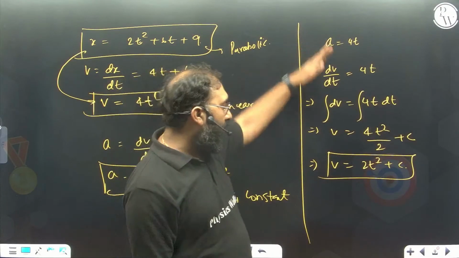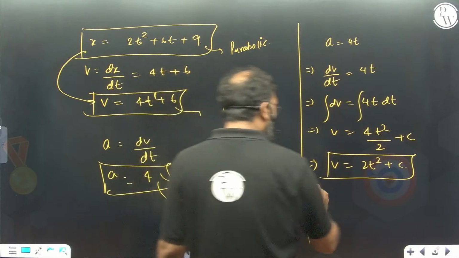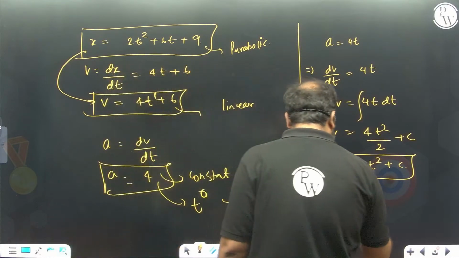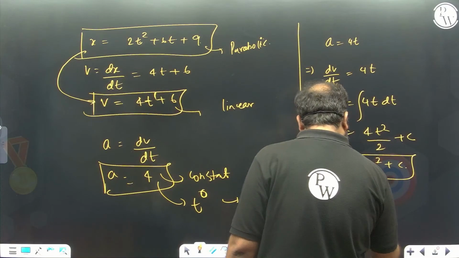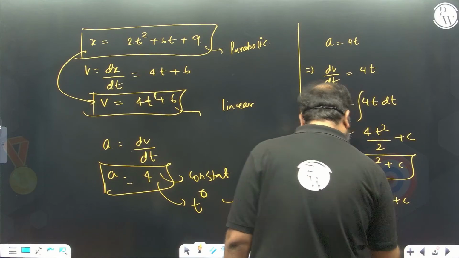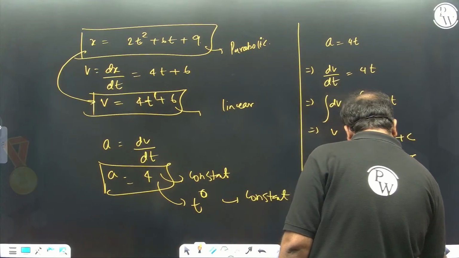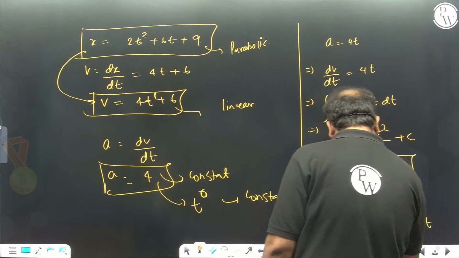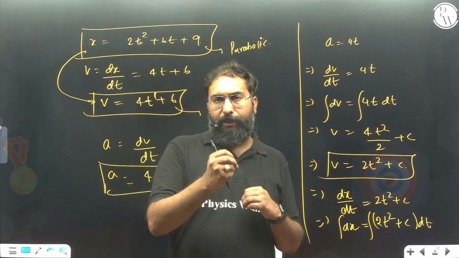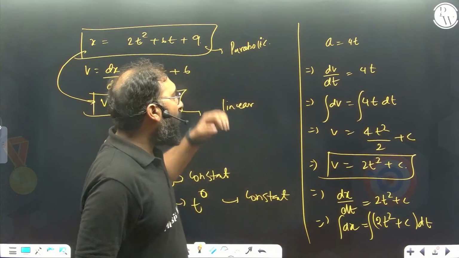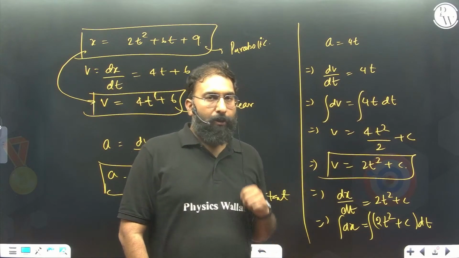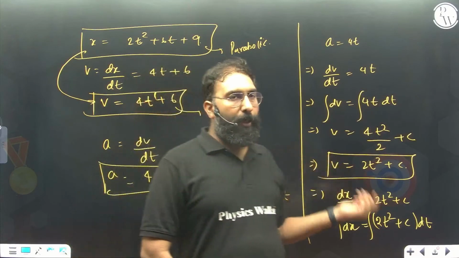So from acceleration we have calculated velocity, and from this velocity I can also calculate the displacement of the body. Velocity can be written as dx by dt, and this is 2t square plus c. Okay, from here dx can be written as 2t square plus c dt. Then I'll integrate it and find the displacement function. So by differentiation and integration we can find displacement, velocity and acceleration if any one of them is given to us. Let's say they have given acceleration, so the remaining two can be obtained.